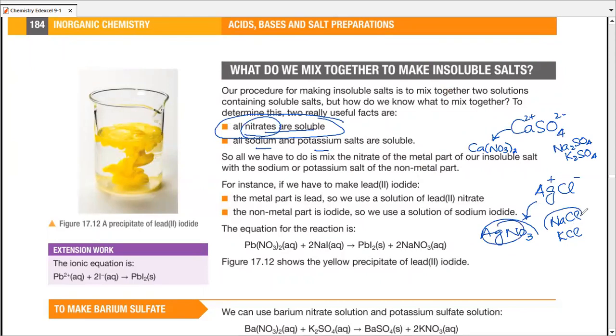Now mix this one and this one up, you'll get silver chloride, or mix this one and this one up, you'll get silver chloride. Again, in the case of calcium sulfate, mix calcium nitrate and sodium sulfate, or calcium nitrate and potassium sulfate, and you'll get calcium sulfate. That's how we do it. That's how easy it is.